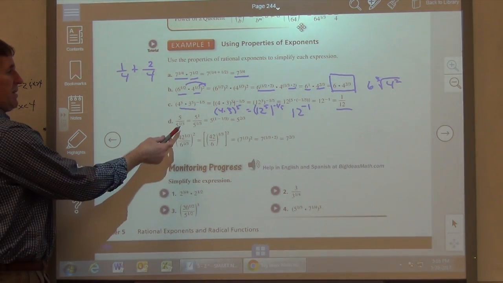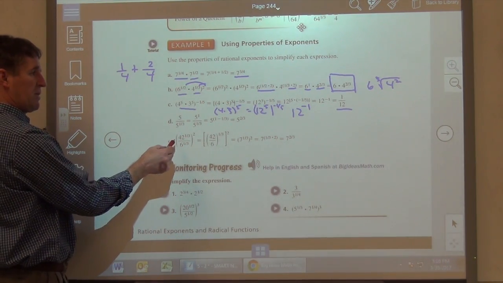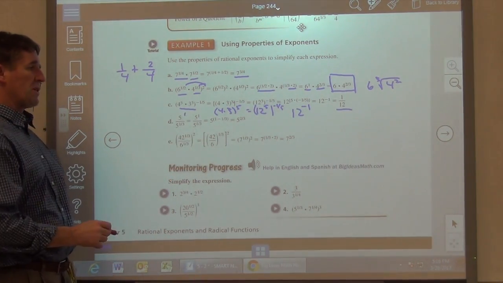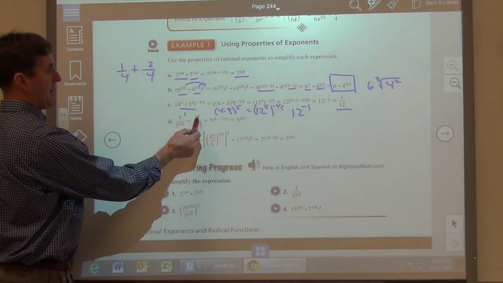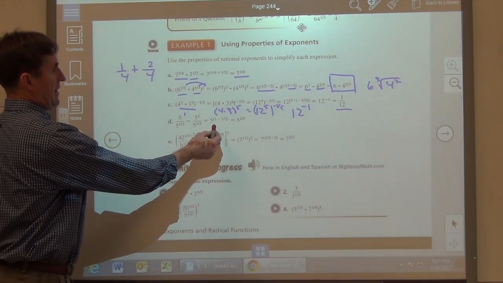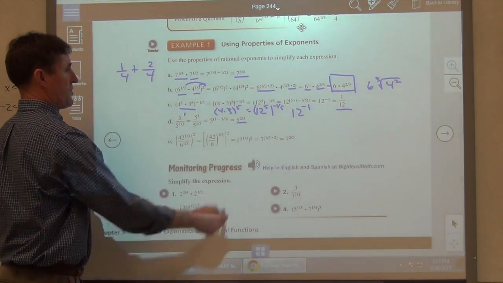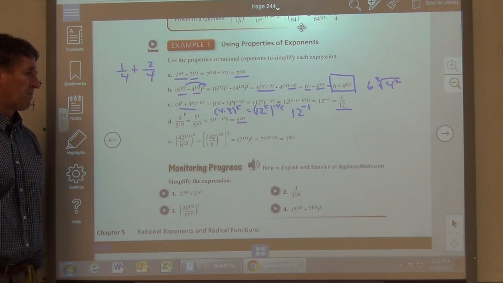So on this one, 5 over 5 to the 1/3. Remember, if you're dividing, you subtract powers. If there is no power, remember it's always to the first. So they wrote it as 5 to the first over 5 to the 1/3. And then we subtract, so 1 minus 1/3 is 2/3, so 5 to the 2/3 power.